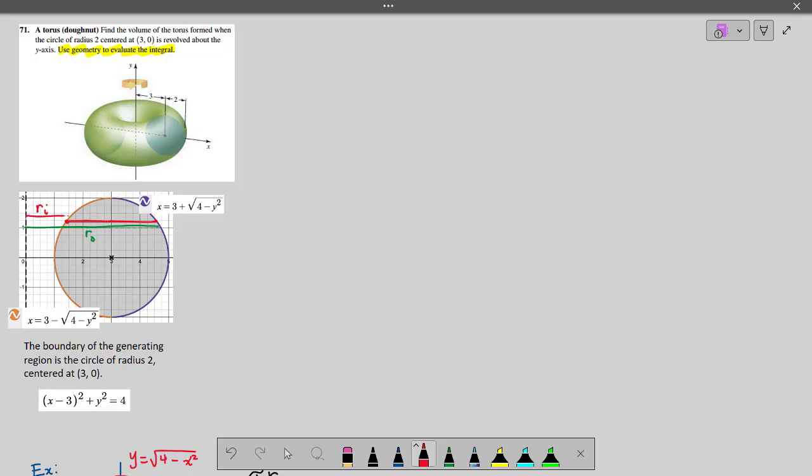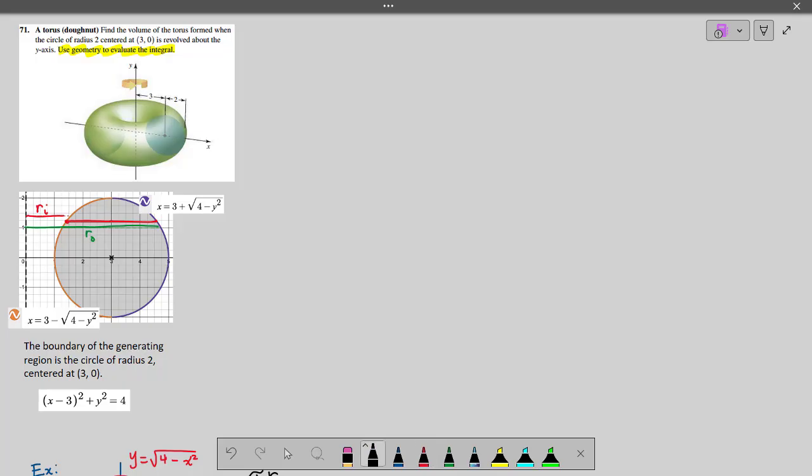Now we can use some symmetry here. We can say that the upper half of this generating region is going to create the top half of the torus, and it's symmetric to the lower half of the torus. So we will be integrating with respect to y, so we could integrate from 0 to 2 and then double it. If we integrate 0 to 2, we'll get the top half, and then we can double it to get the full torus.